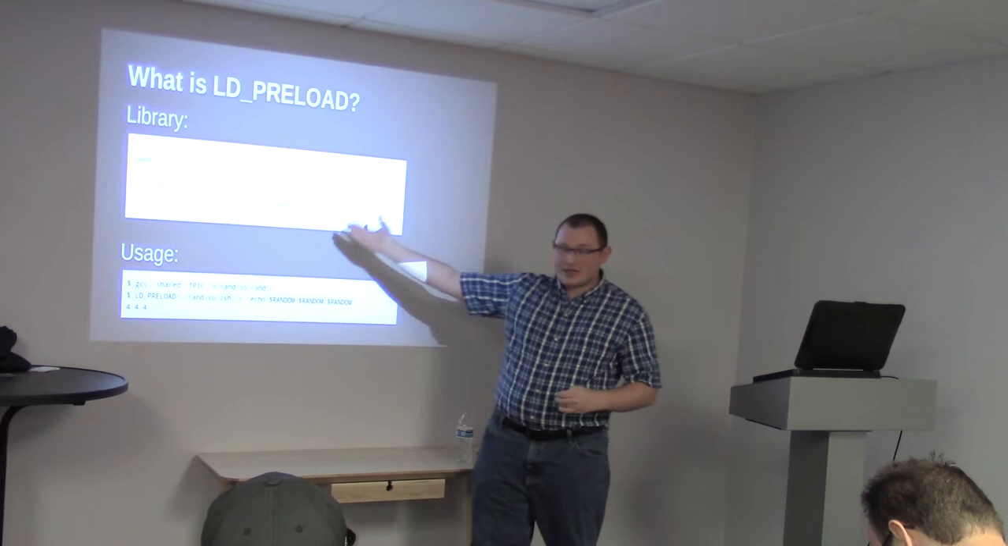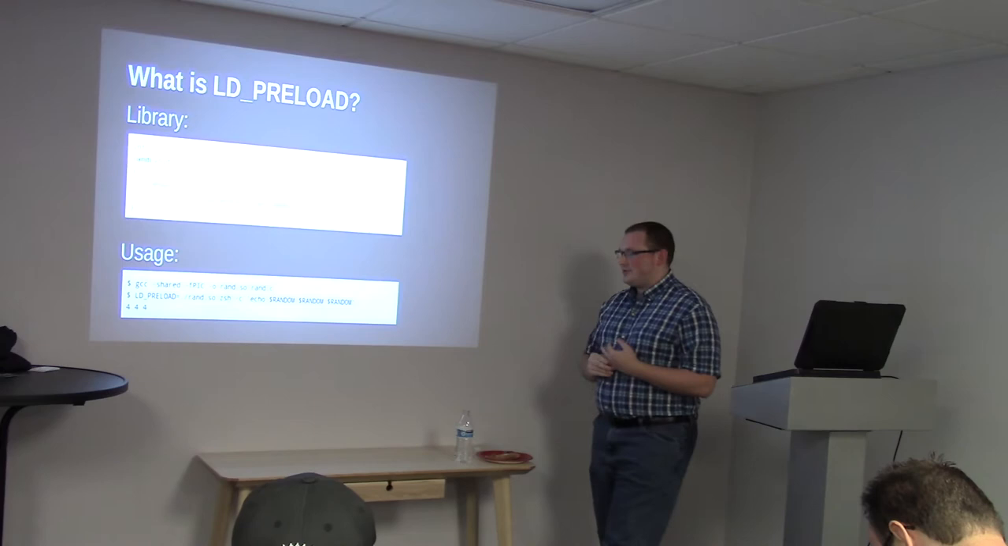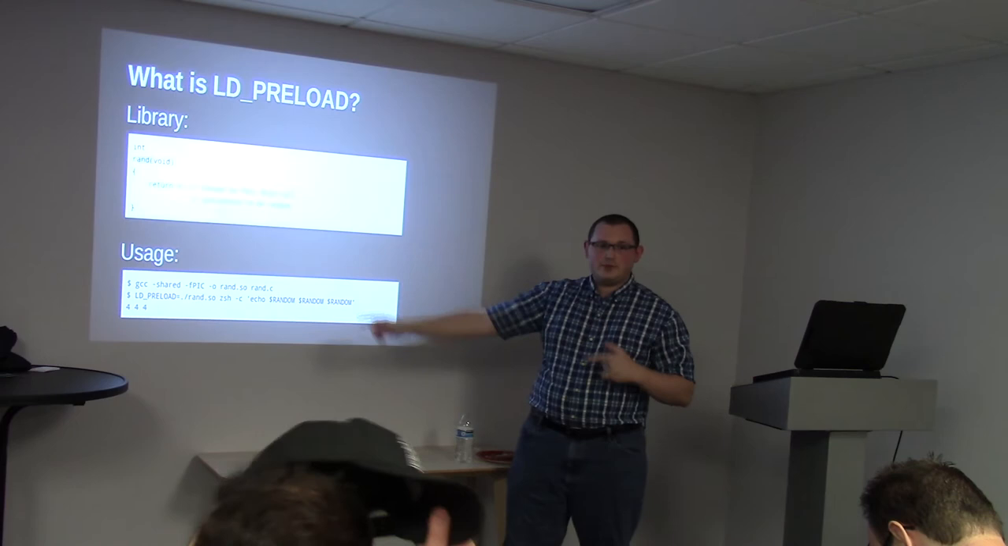And here's the command. I use LD preload, I use ZSH, and I call ZSH's random function, and all it does is return 4 when I say load this library. So what's actually going on here?